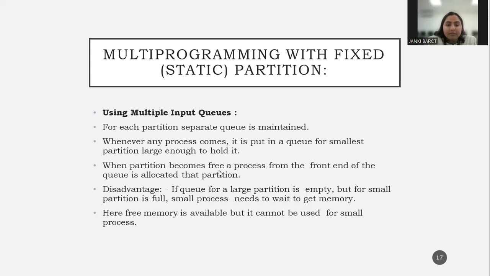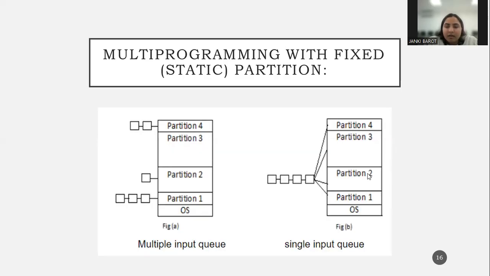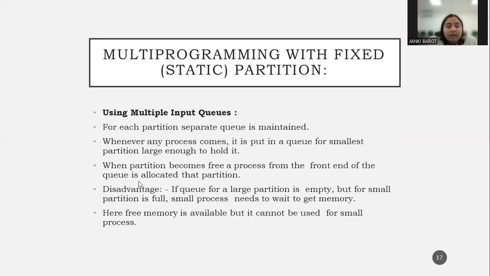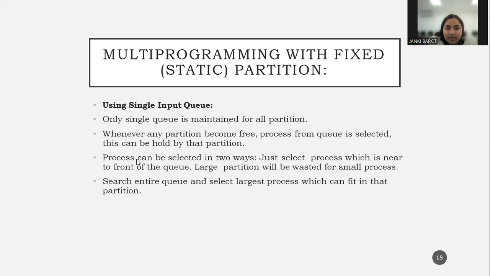When a partition becomes free, a process from the front end of the queue is allocated that partition. As soon as either one of the partitions becomes free, the first process will be allocated to that partition. Now, what is the disadvantage of this?